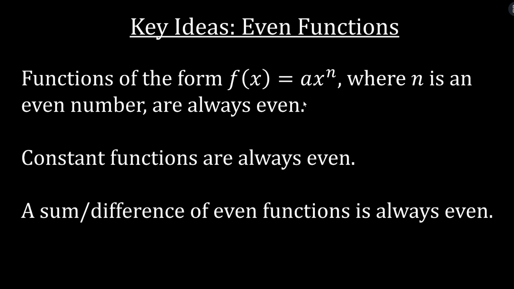Functions of this form, a times x to the n, where n is an even integer and a is a real number, are always even. Additionally, constant functions are always even. f of x equals any real number, that's an even function. Finally, a sum or difference of even functions is always even. So if we add or subtract two even functions together, then the result is an even function.